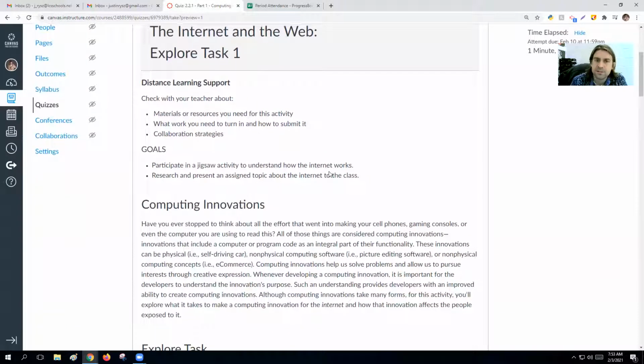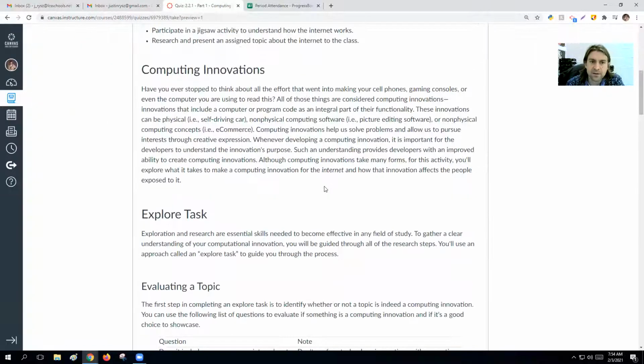So our goal is to participate in a jigsaw activity, which just means everybody's going to be working on their own piece, and then we'll put them all together and see how the internet works. And then the goal here at the end is to research and present an assigned topic about the internet to the class. So what we're going to be looking at first is what's known as computing innovations.